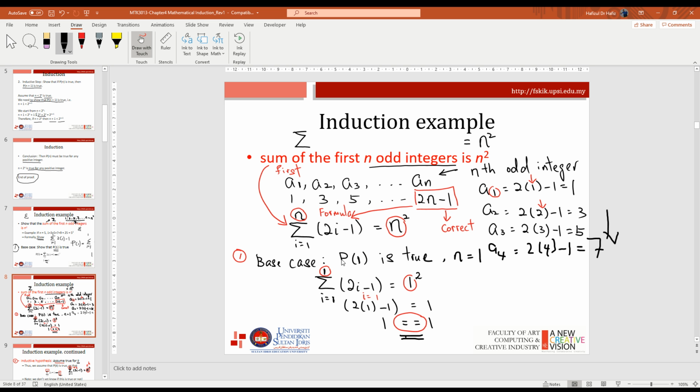And then for the base case, P(1) is true. So we replace i equivalent to 1, and then we can show that 1 is equivalent to 1. This one is true. The value is true. So far, do you have any questions? Boleh ke?